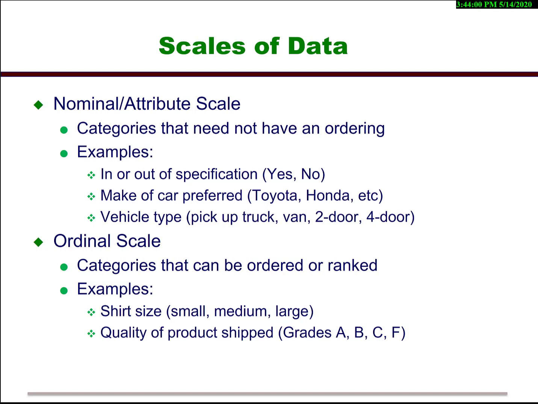Nominal or attribute data are such that the categories have no natural ordering to them. Some examples of this are given in the slide. Notice for each of the examples, there is no natural ordering to the categories. If there were natural ordering to the categories, then we would consider this ordinal data. Some examples of this kind of data can be found on the slide. Notice that although these variables have a natural ordering, they are still based on categories.